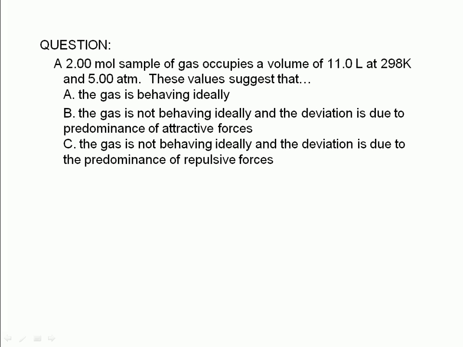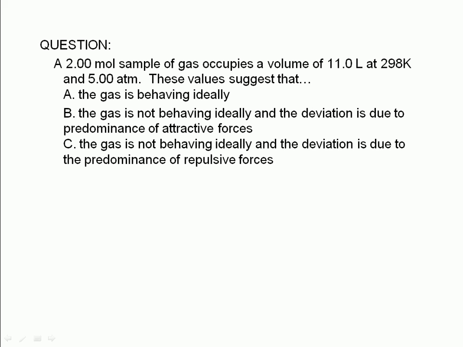A 2-mole sample of gas occupies a volume of 11 liters at 298 Kelvin and 5 atmospheres. These values suggest that: A. The gas is behaving ideally, B. The gas is not behaving ideally, and the deviation is due to predominance of attractive forces, or C. The gas is not behaving ideally, and the deviation is due to the predominance of repulsive forces.